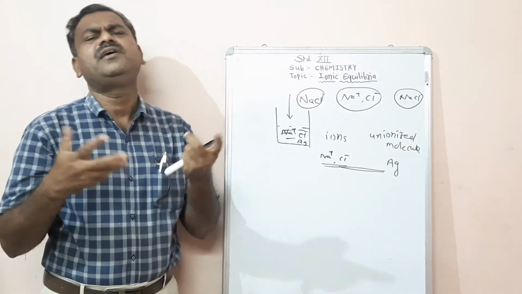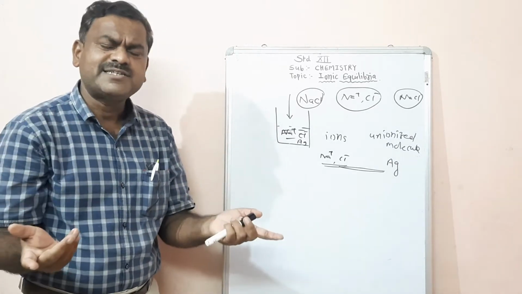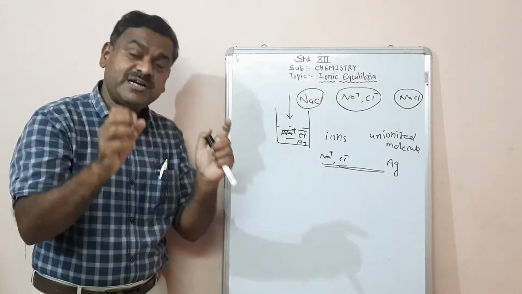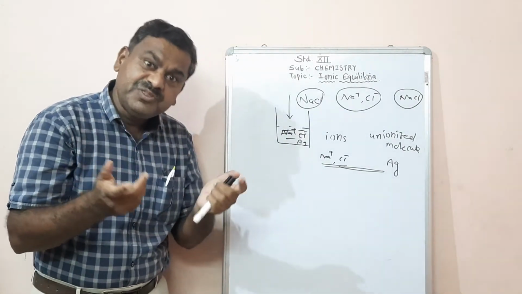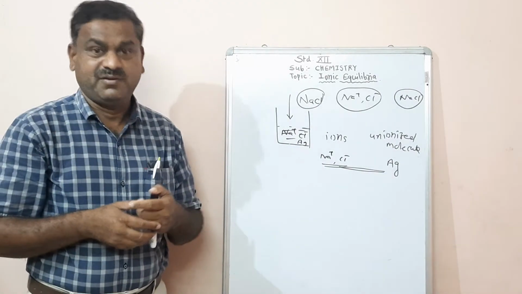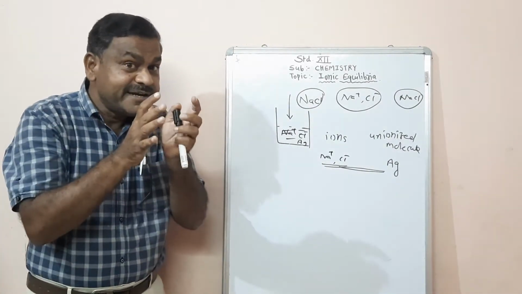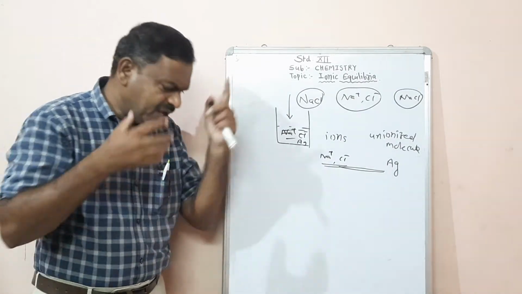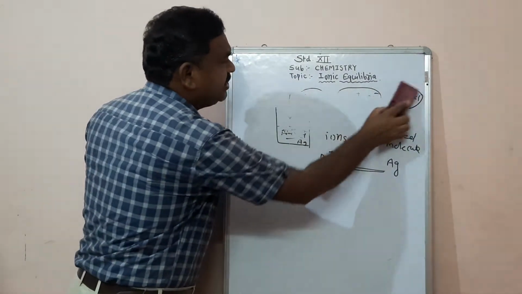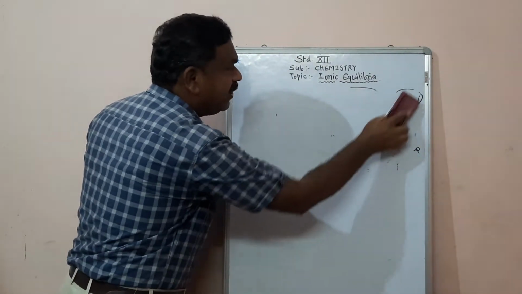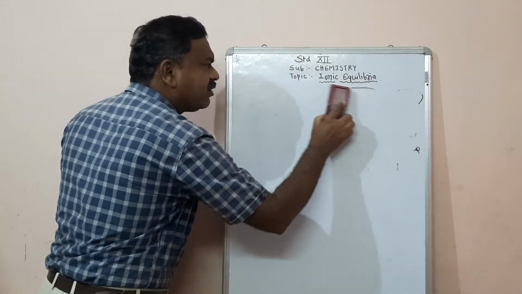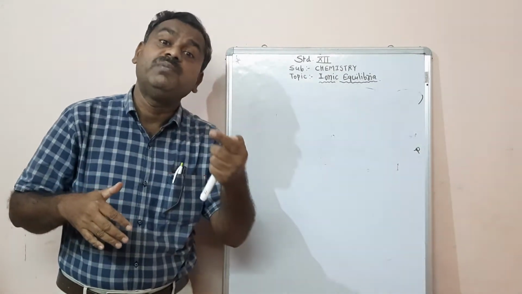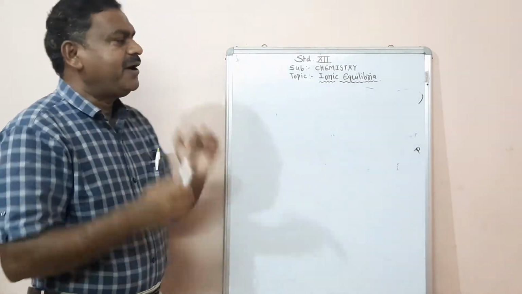Which ions? The H plus ions, Cl minus ions, OH minus ions. We have to study the concentration and the equilibrium constant. We have to study the ionic species in detail in this chapter. Now this is about ionic equilibrium. Ionic equilibria is nothing but the plural of equilibrium.